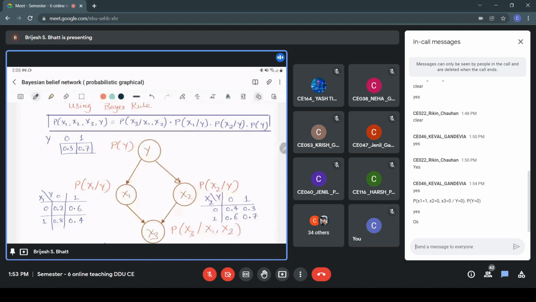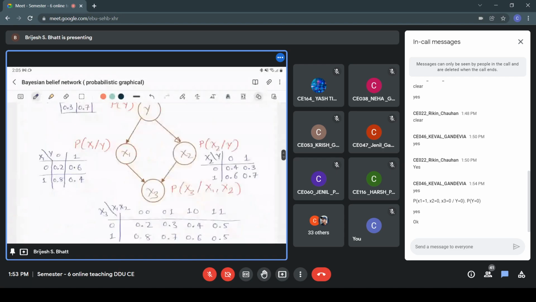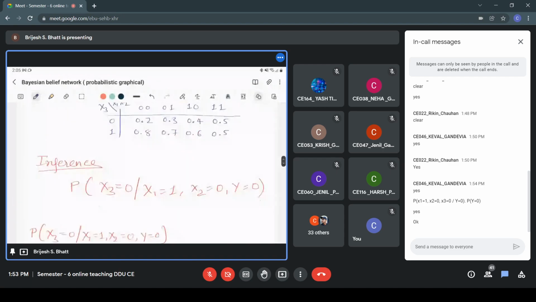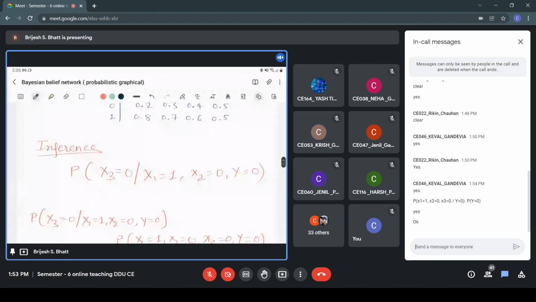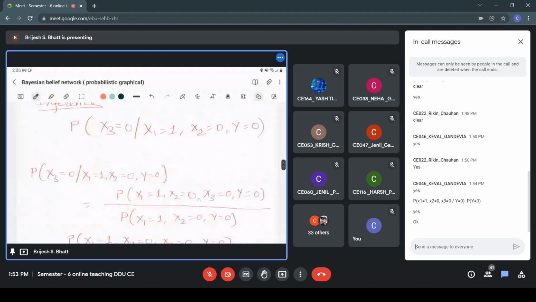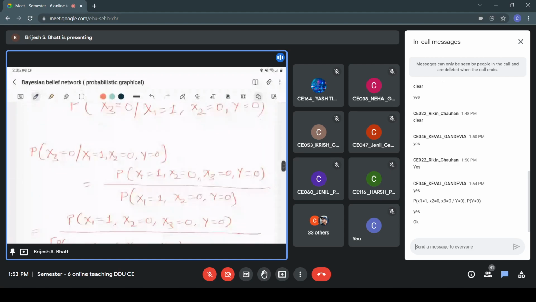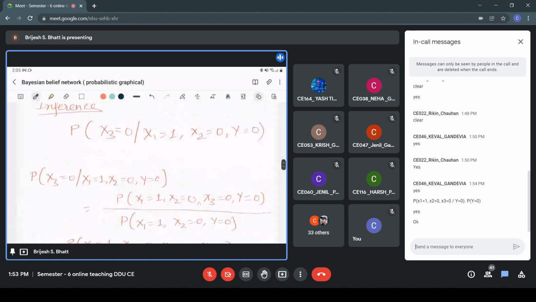Right now our model is defined by this. So if I want to calculate the joint distribution of x1, x2, x3, and y, I need to use this formula. So how do I calculate the numerator? Before that, how do I calculate the denominator?